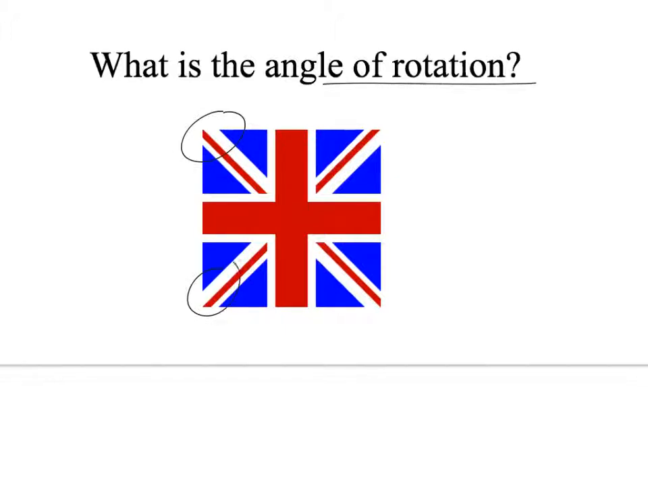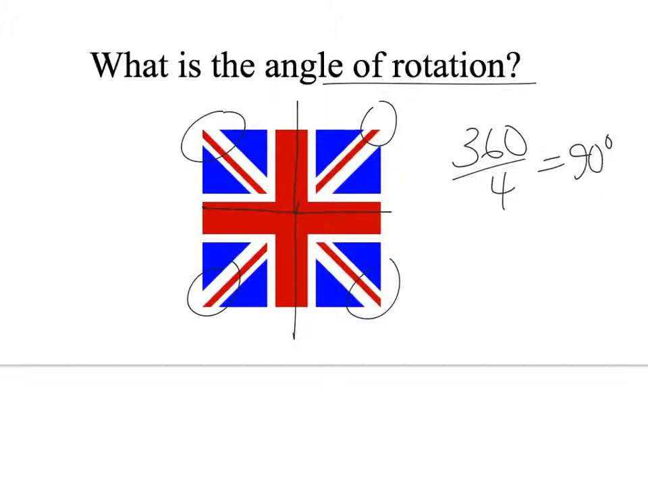What's the angle of rotation on this figure? I see 4 parts that are all the same. All of these quadrants are the same. So this has 360 divided by 4, which is 90 degrees.